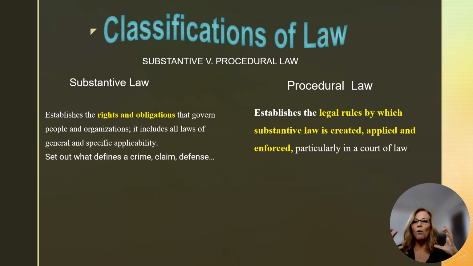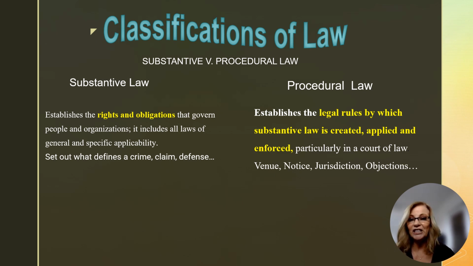Procedural law is the laws by which this law is created, applied, and enforced. So, for example, mostly in courts of law, to prove your claim, you must prove beyond reasonable doubt. That's a procedure. To file a lawsuit, you must serve someone paperwork. You must give them notice. This is all procedures that we take: venue, notice, jurisdiction, objections. Objections are procedures of what we have to do to make an objection, or to object to something.